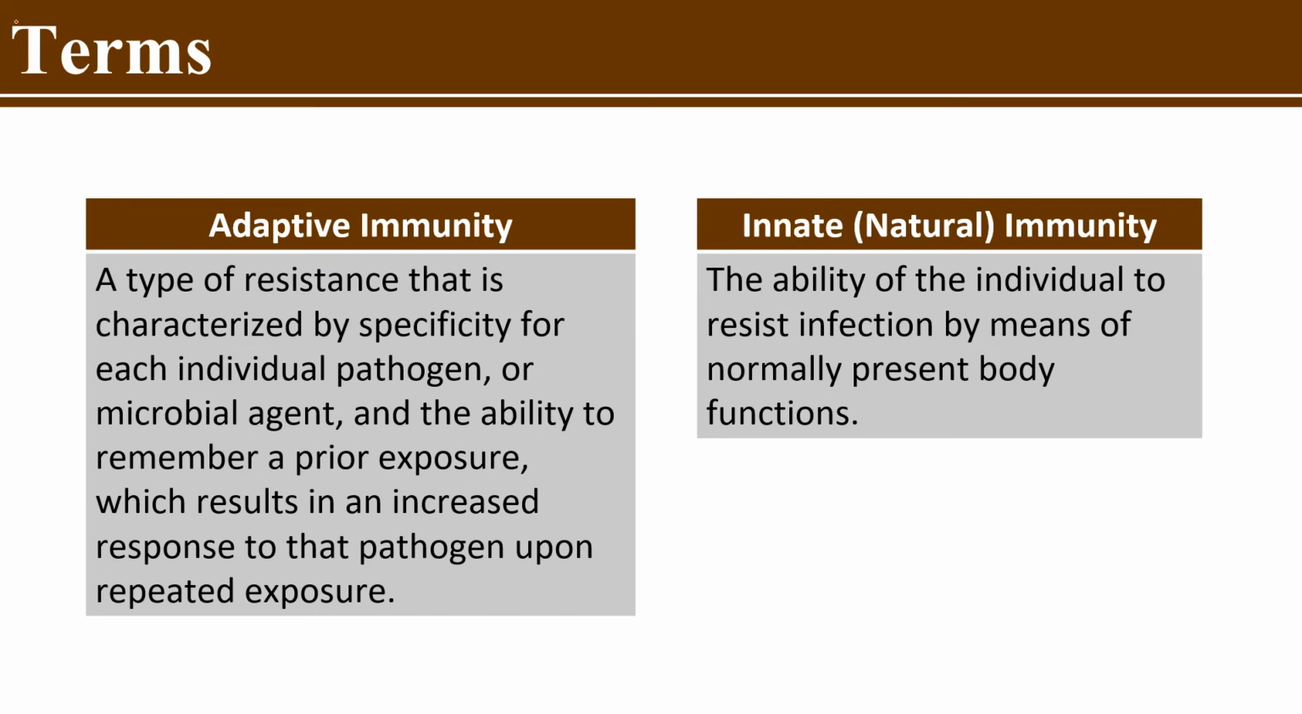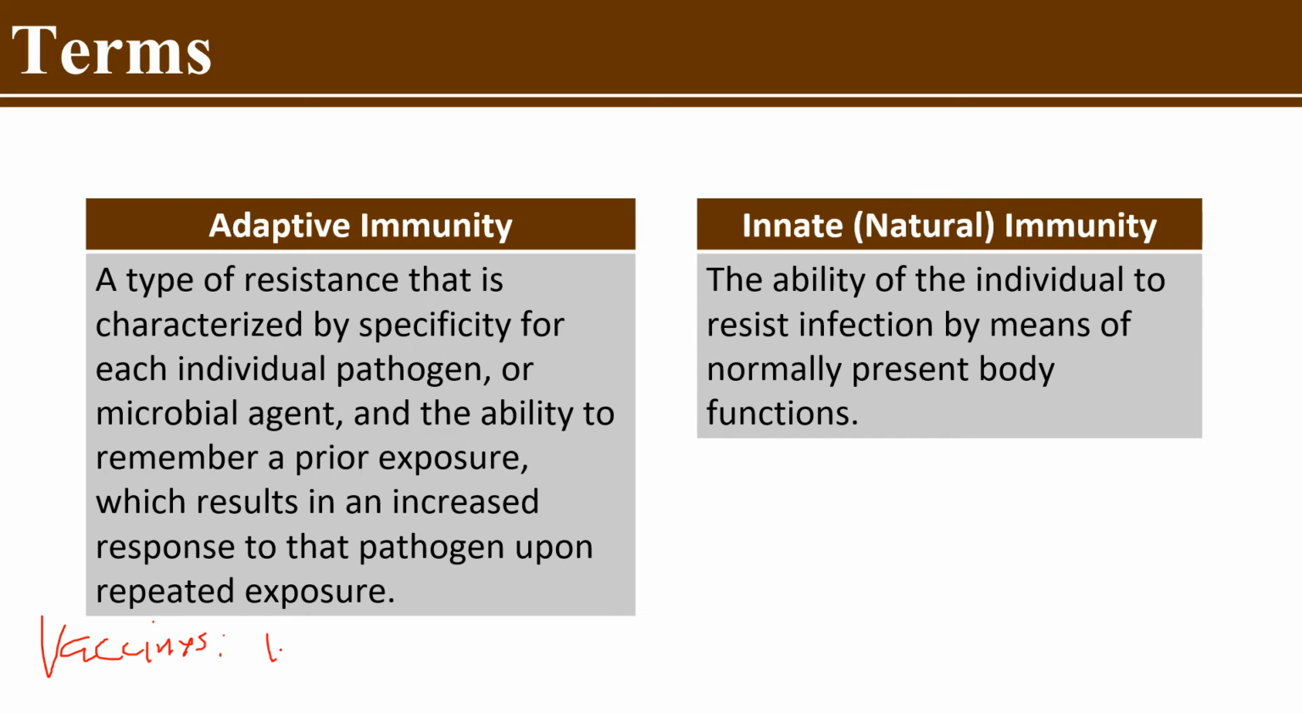Then we also have your adaptive immunity. Now, adaptive immunity class is a type of resistance that is characterized by a specificity for each individual pathogen or microbial agent and the ability to remember a prior exposure, which results in an increased response to that pathogen upon repeated exposure.